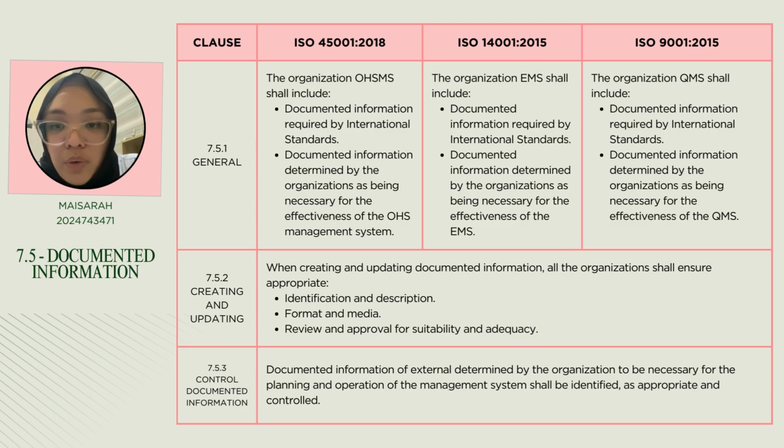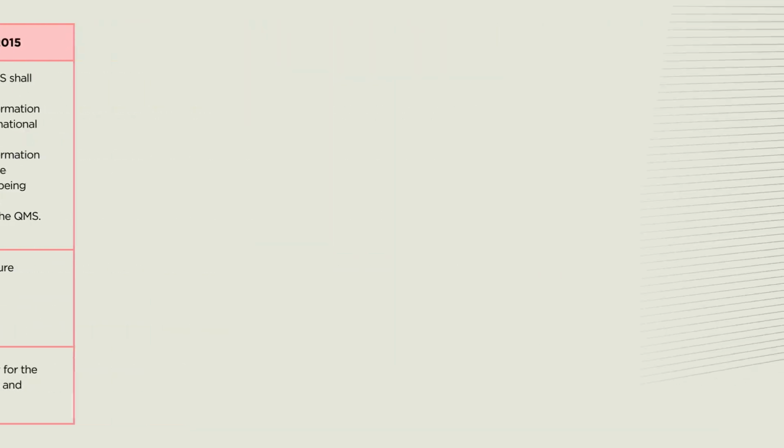For 7.5.3, control of documented information, documented information of external origin determined by the organization to be necessary for the planning and operation of the management system should be identified as appropriate and controlled.